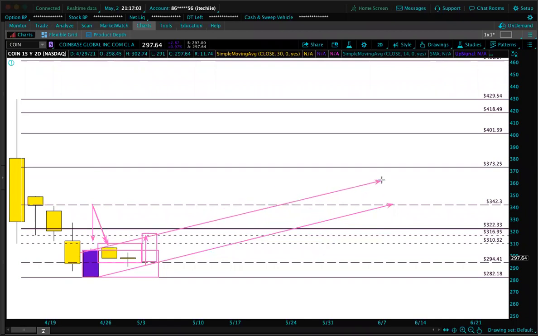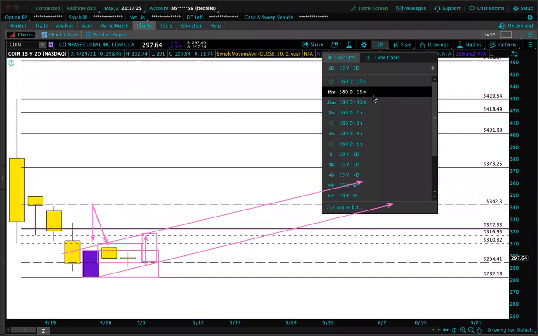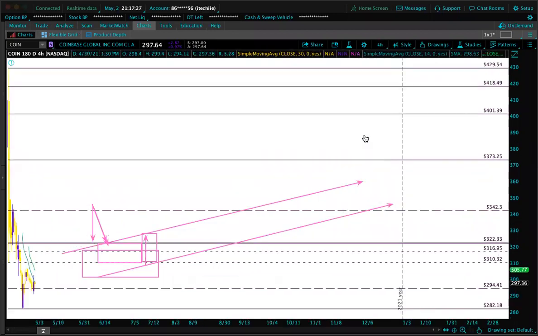I'm just making a simple channel just to give you guys an idea of how it would develop. But there's been a lot of accumulation down here, definitely. I want to see how we do when we're above 322.33. But this is a 2-day. I simplified it for you guys, opening up a new candle into the week. Let me clear these annotations.